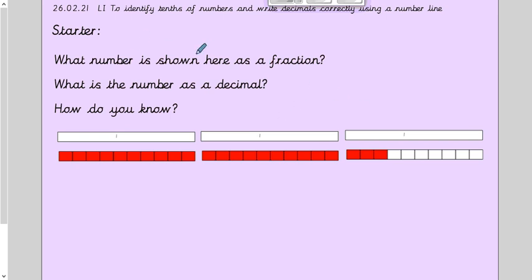So let's look at the fraction first. As a fraction, we would just count how many parts are shaded. So I know here there's 10, there's another 10 here, so 20, 21, 22, 23. So we've got 23.